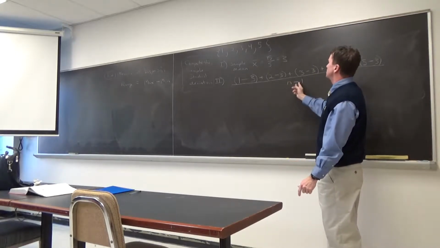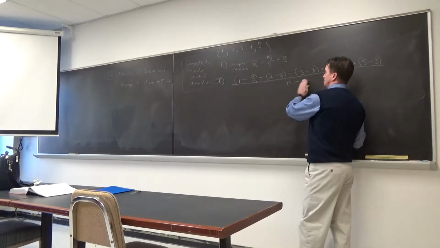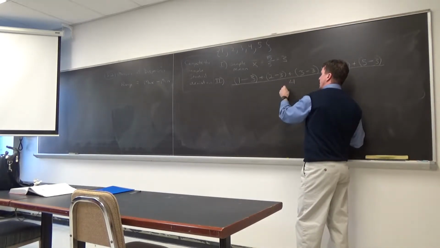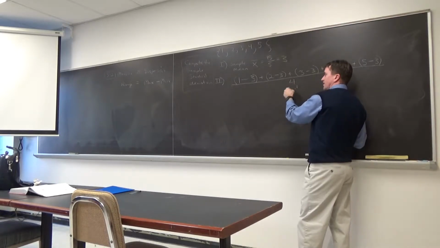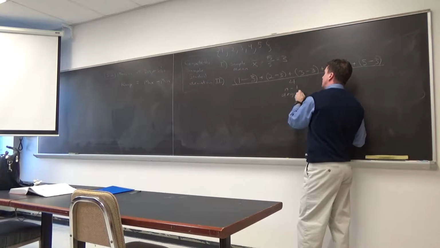There's a name for this too. By the way, what's 5 minus 1? 4. We're going to divide by 4. That's what we're going to do in this math equation. It's n minus 1, so I'll put a 4 here and make a note that this was the sample size minus 1, 5 minus 1. There's a name for this 4 though. It's called the degrees of freedom.